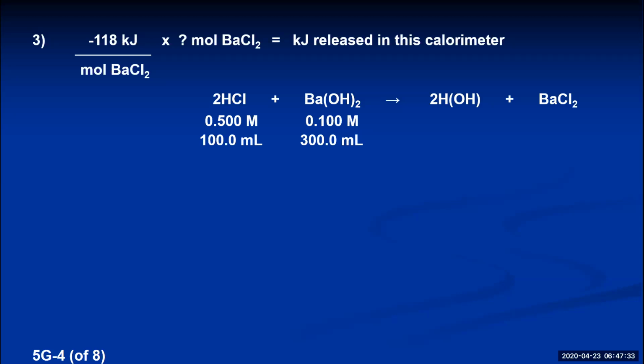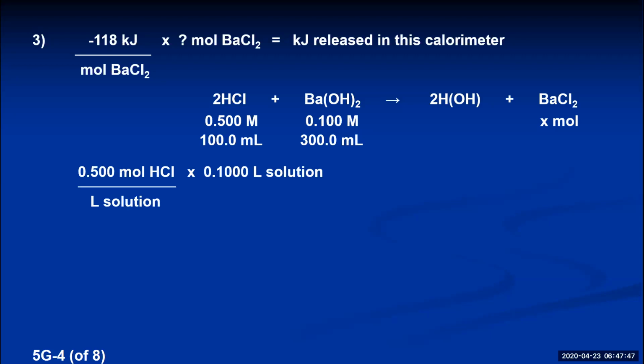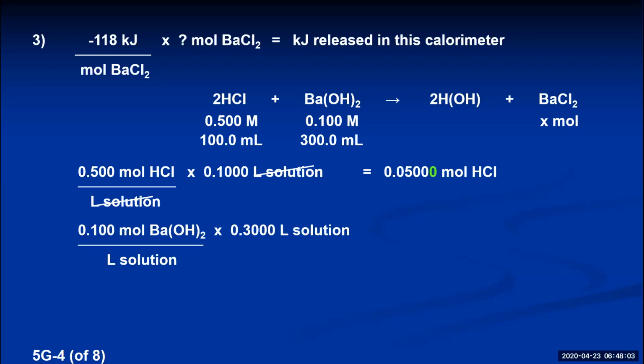We need for our conversion factor to solve for how many moles of barium chloride would be produced when you mix these together. And this is a limiting reactant problem because we're given amounts of 2 different reactants, so I'm going to calculate the moles of each of those. First, for the hydrochloric acid, multiplying its molarity times its volume, the liters will cancel out, and we can predict that in this calorimeter we've placed 0.0500 moles of HCl. For the barium hydroxide, I'm going to multiply its molarity times its volume. The liters are going to cancel out, and this is going to tell us how many moles of barium hydroxide we placed into this calorimeter, 0.0300.